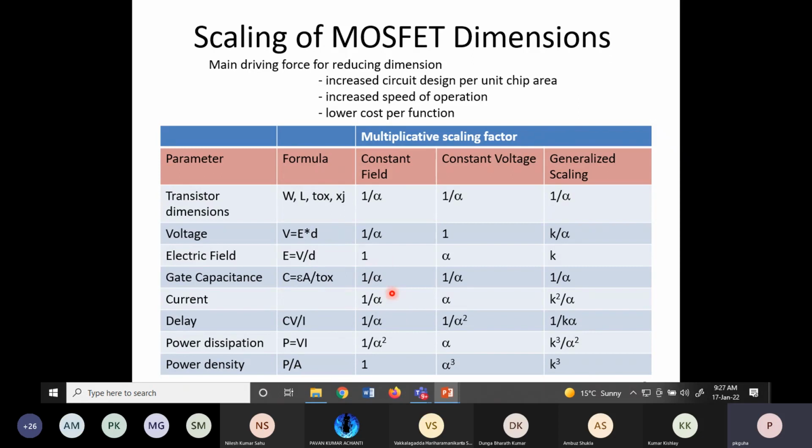So let me calculate those things a little bit, and then talk briefly about the effect of scaling. Although we mentioned high-K dielectric and strained silicon, there are other things which I should mention right now.